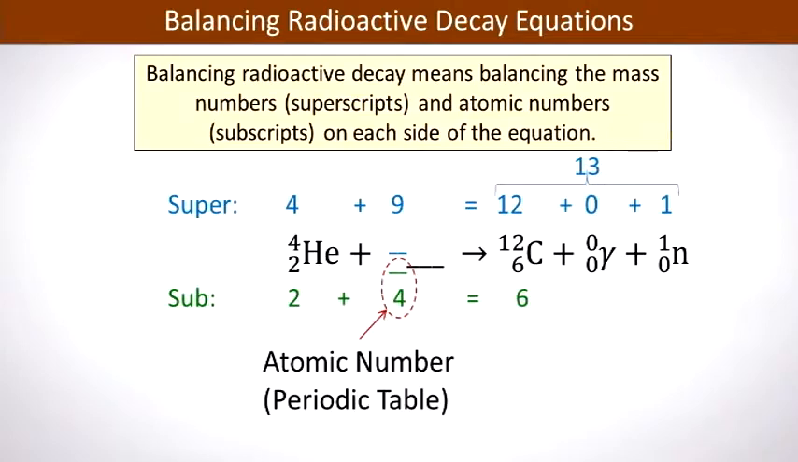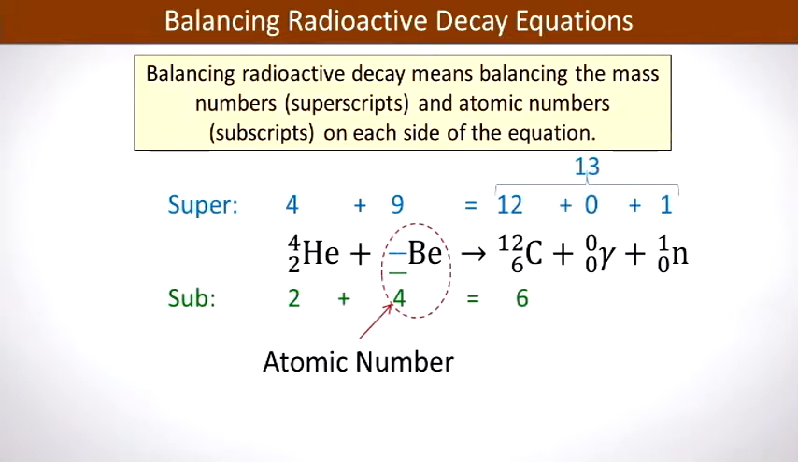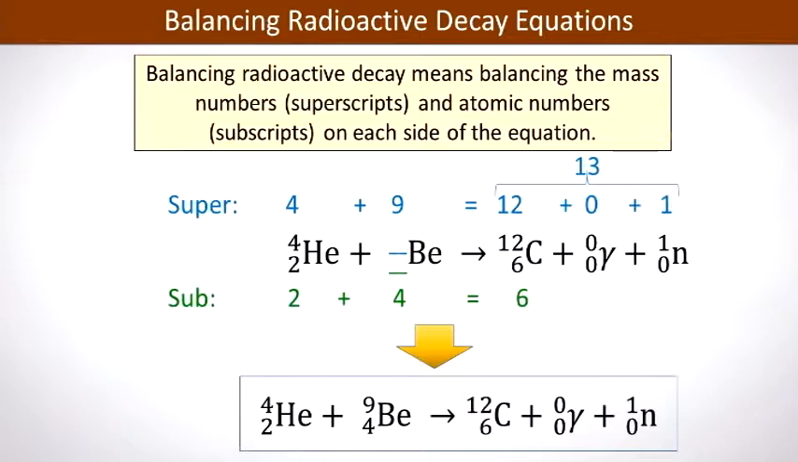Next, we go to the periodic table to look for the atomic number with a value of 4. When we do that, we discover beryllium. Therefore, we have beryllium, isotope 9, atomic number 4, for a balanced equation shown here.